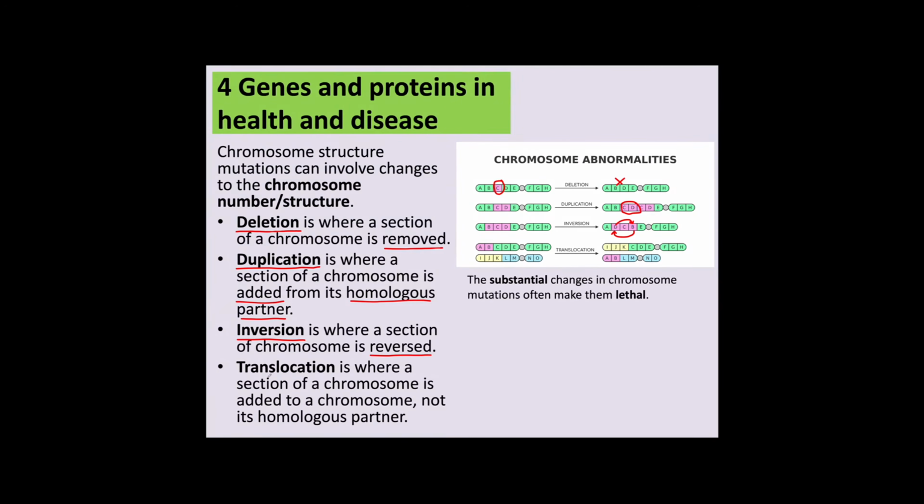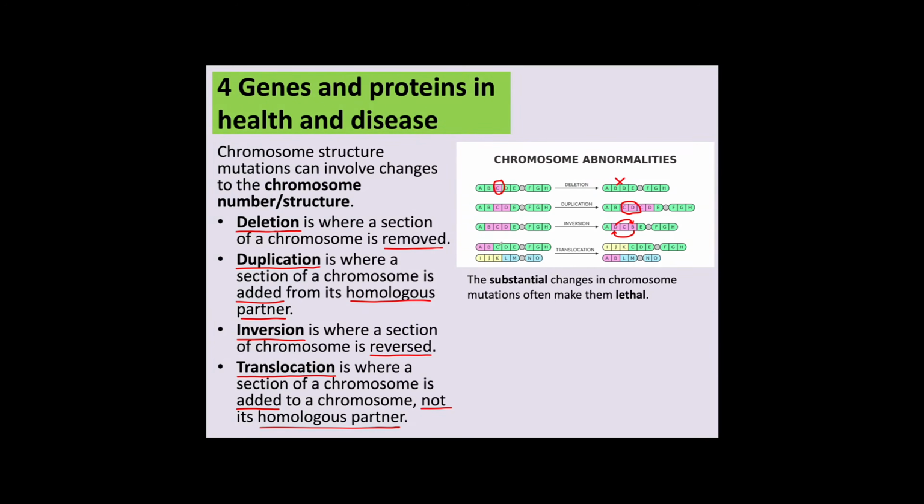And the last one is probably the trickiest one for people to get their head around, is translocation. Okay, now trans as a prefix in biology we know means to move to or to cross over to, and translocation means to move to a new location. So this is where a section of the chromosome is added to a chromosome, but this time it's not its homologous partner. Duplication is the homologous partner. Translocation is not the homologous partner.